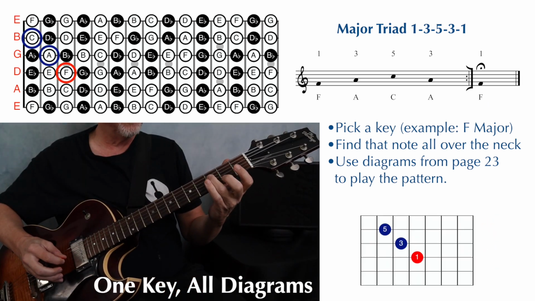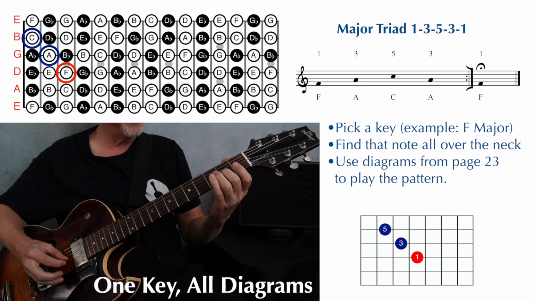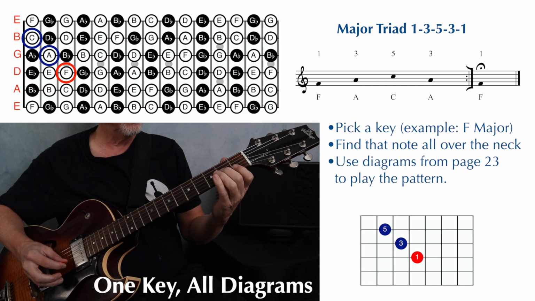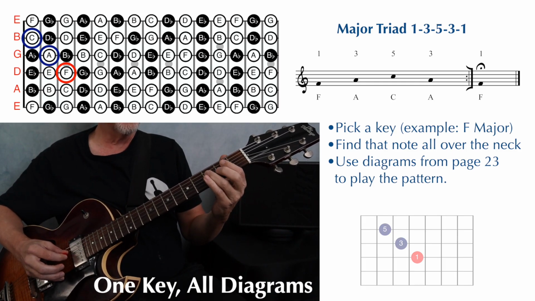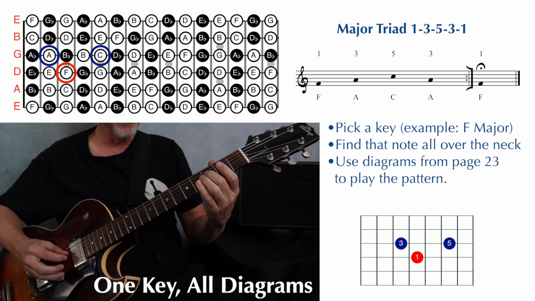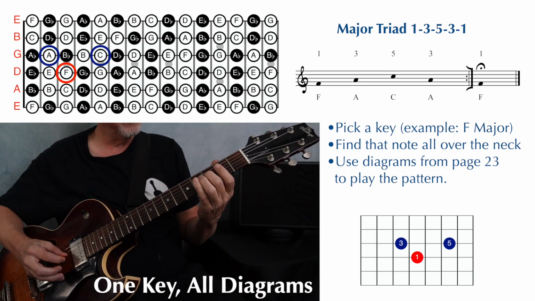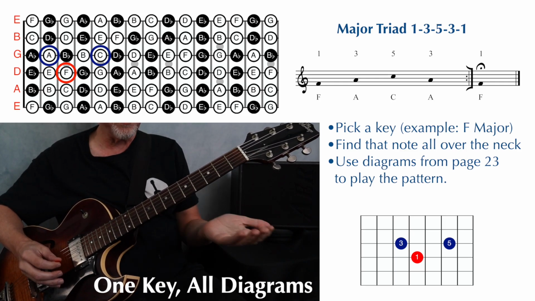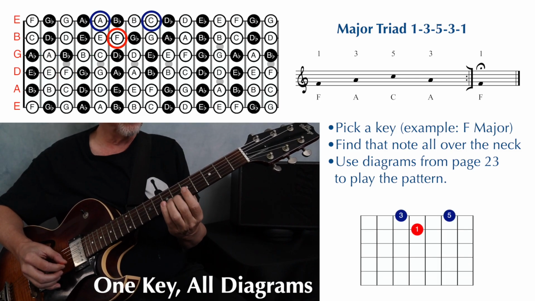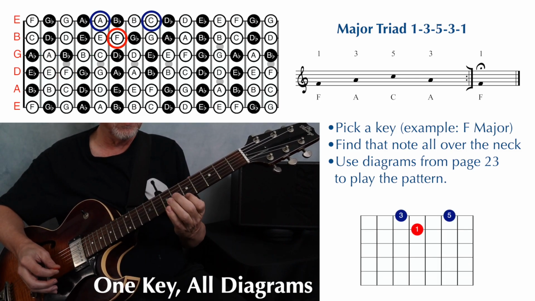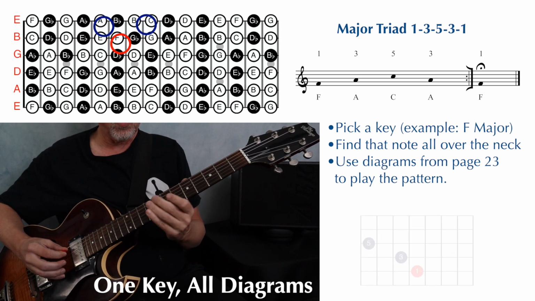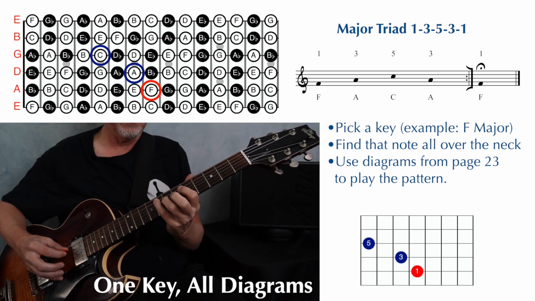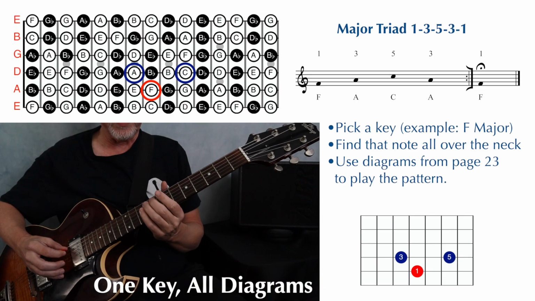So I could start on this F and play 1, 3, 5, 3, 1. Or I could start on the same F using a different diagram with a different fingering, 1, 3, 5, 3, 1. And to just find more Fs, I'm just going to work my way up the fretboard. So we've got one F here at the 6th fret. Or here at the 8th fret, 1, 3, 5, 3, 1. Same F, but different diagram with a different fingering.